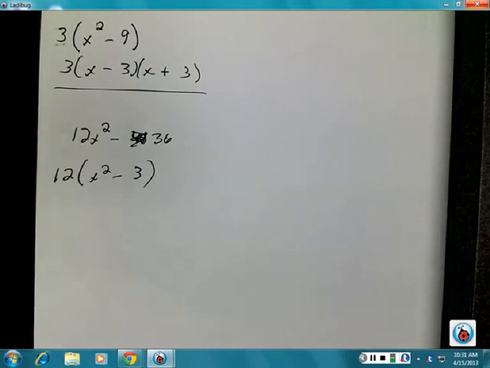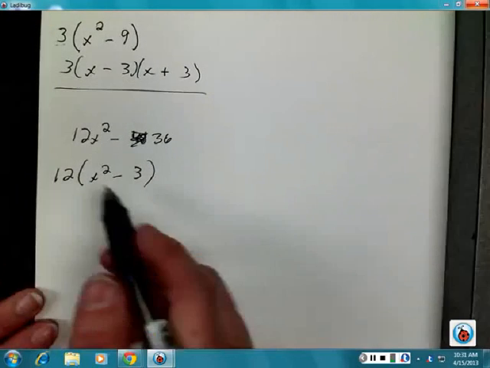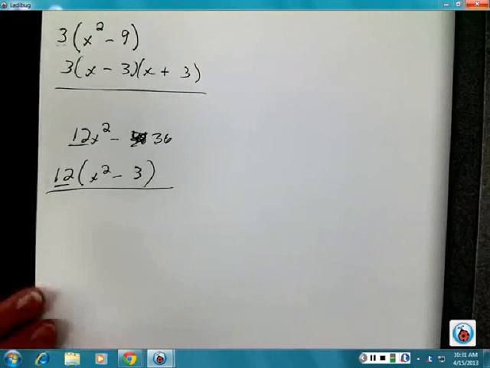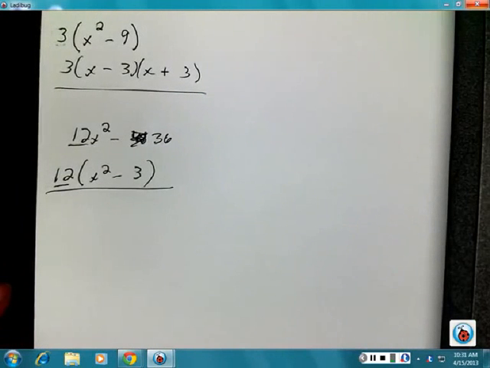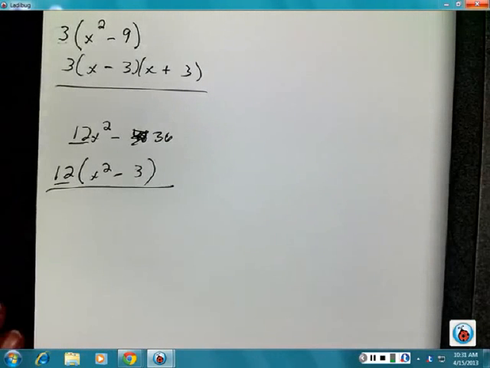You wouldn't say not factorable, because I did factor. I pulled out a 12. So that's just your answer, because I can't break it down anymore. That's as far as I can go with that one.